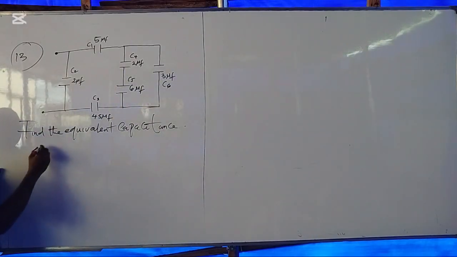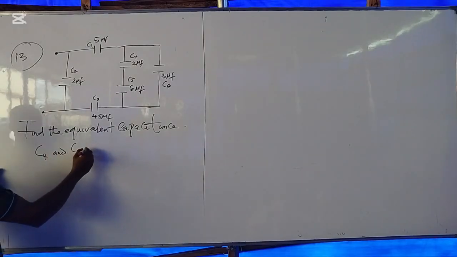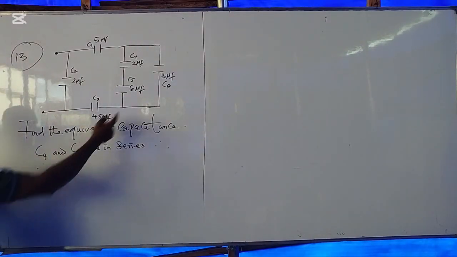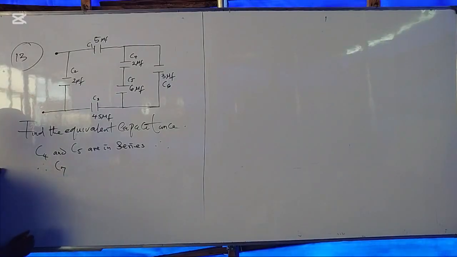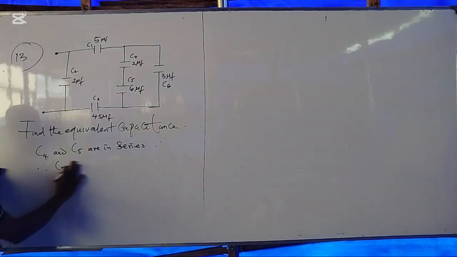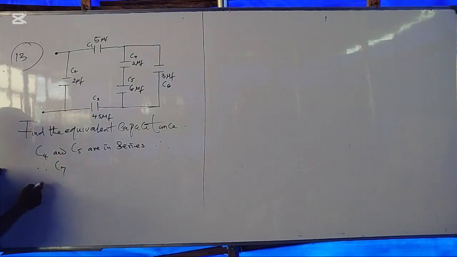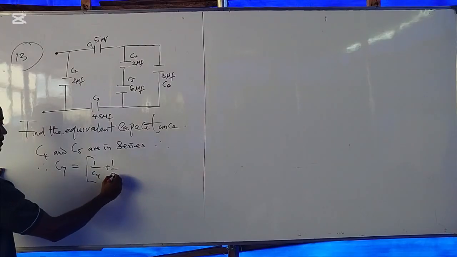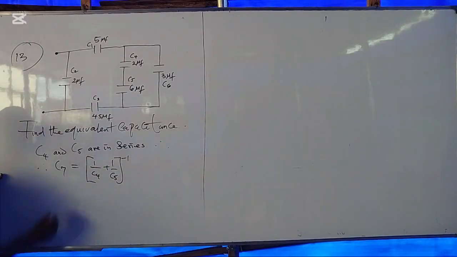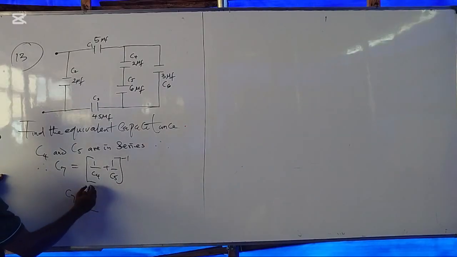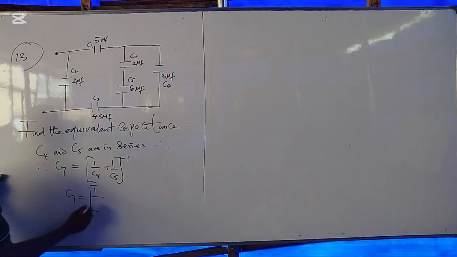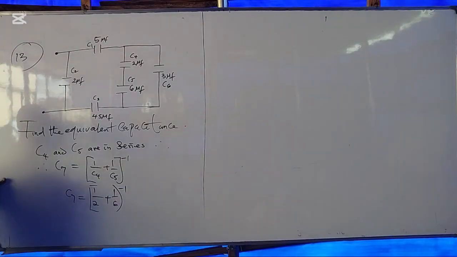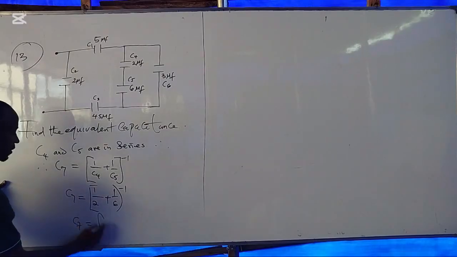Capacitor. So we say C4 and C5 are in series. Therefore, what will be the next capacitance? C6, right? So I will resolve these two to form C6, and that will give us 1 over C4 plus 1 over C5, all raised to the power minus 1. So C6 becomes 1 over 1 over C4, which is 2, plus 1 over C5, which is 6, all raised to the power minus 1.